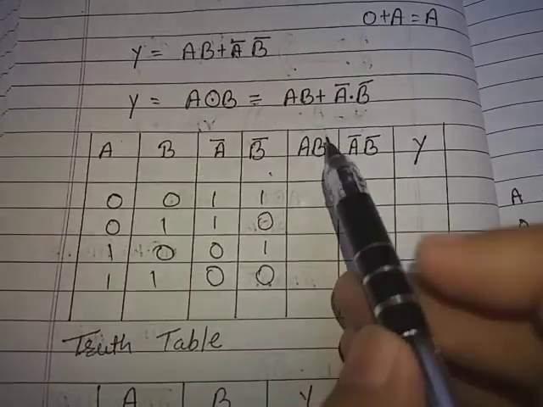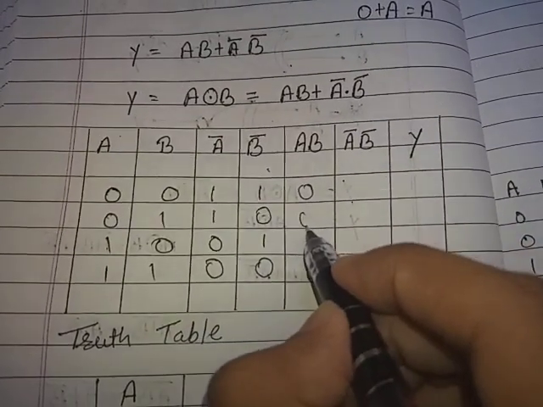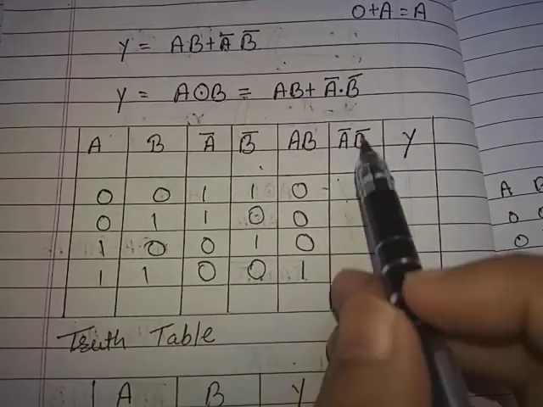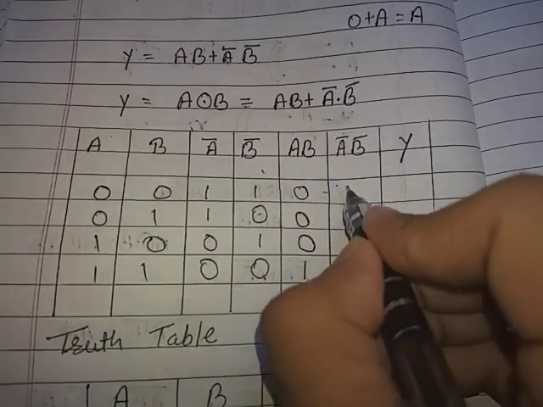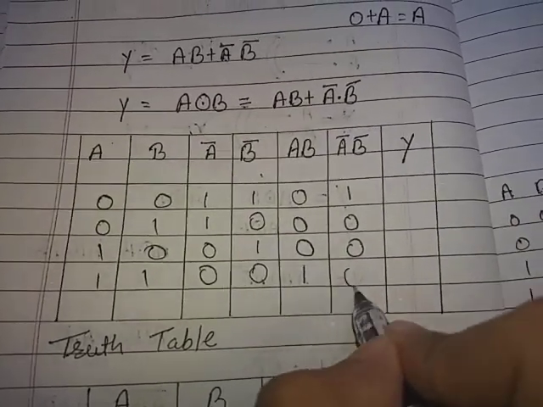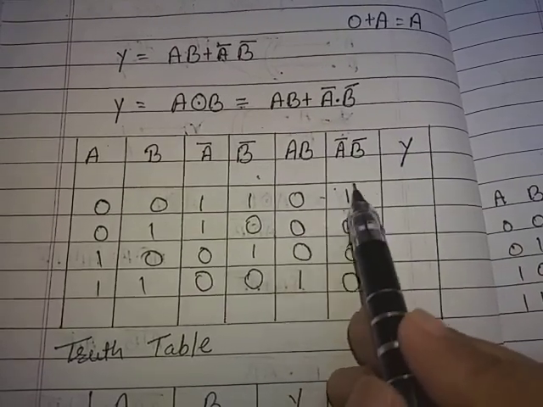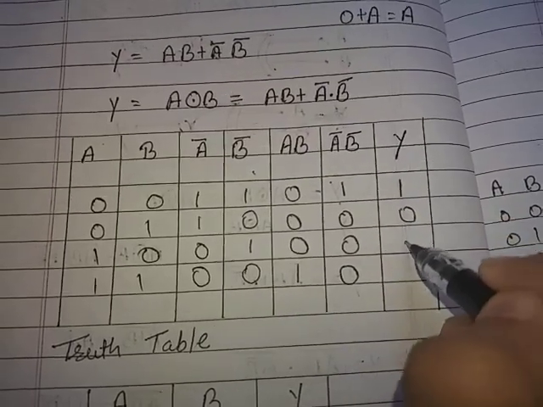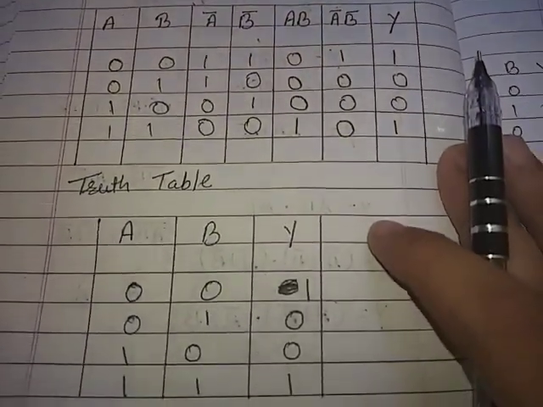Now we required AB: 0 dot 0 is 0, 0 dot 1 is 0, 1 dot 0 is 0, and 1 dot 1 is 1. Then we required A bar dot B bar. Here is A bar, here is B bar. So 1 dot 1 is 1, 1 dot 0 is 0, 0 dot 1 is 0, and 0 dot 0 is 0. Then Y, that is AB plus A bar dot B bar. So the addition, or operation, of these two. So 0 plus 1 is 1, 0 plus 0 is 0, 0 plus 0 is 0, and 1 plus 0 is 1. So here is the truth table.